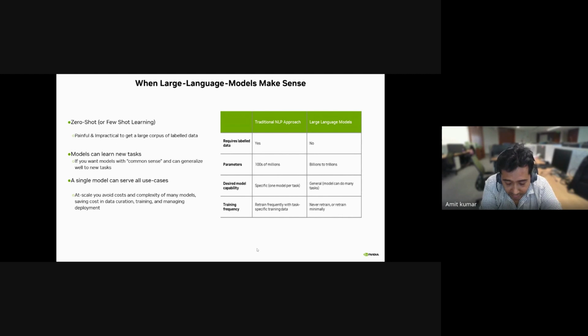So the advantage of this large language model is that it gives a zero-shot response, basically, right? You don't train anything, you just get the response as it is. That is a zero-shot response.